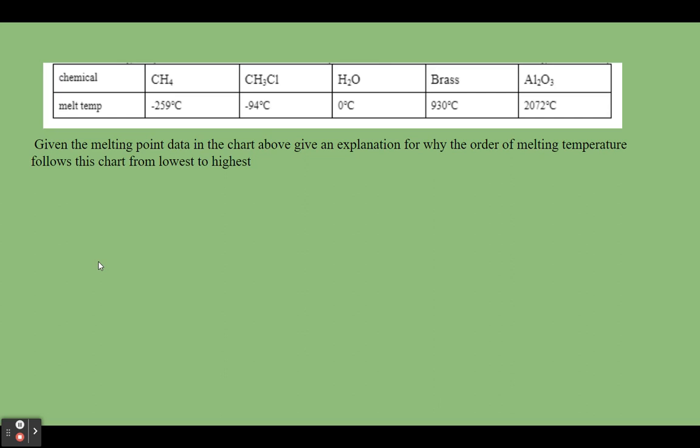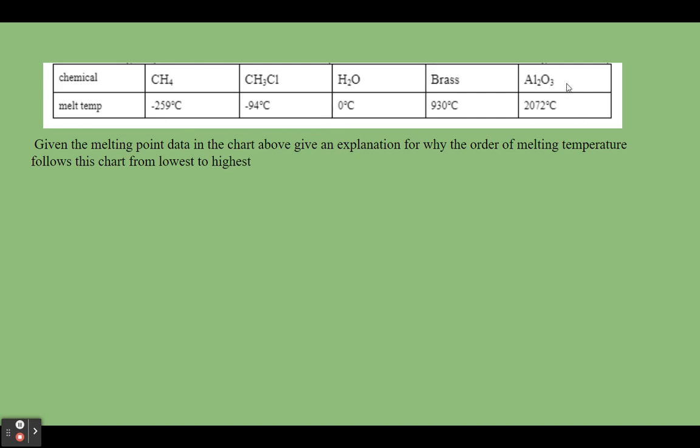Here's an example of a question that some students had trouble with. Notice the question says, given the melting point data in the chart above, give an explanation for why the order of melting temperature follows this chart from lowest to highest. Okay, in the chart we have CH4, CH3Cl, H2O, water, and aluminum oxide. And the melting point order goes from lowest to highest.